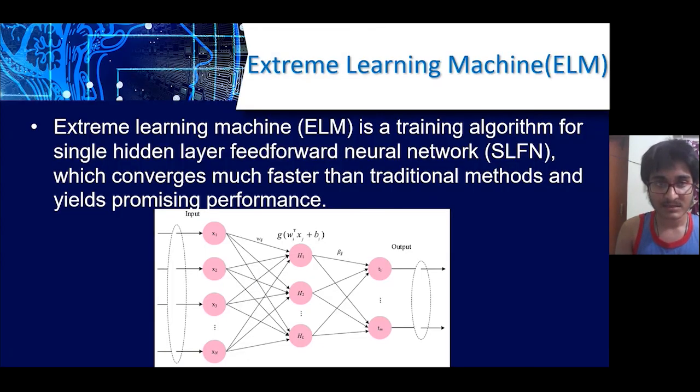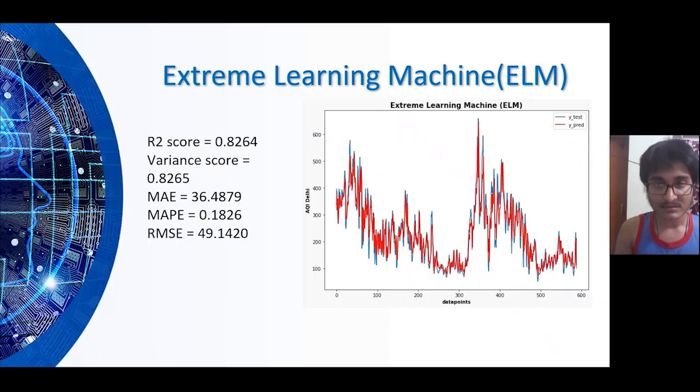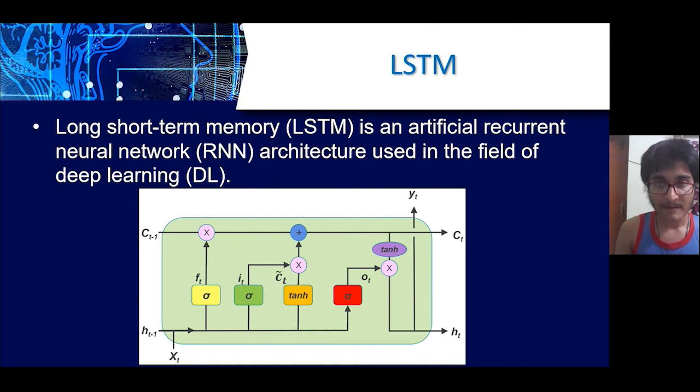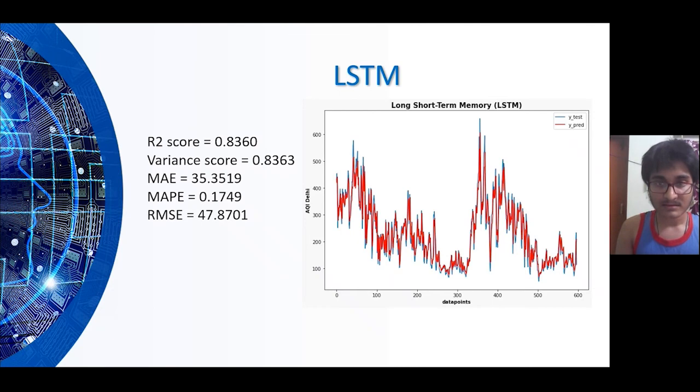Extreme Learning Machine. ELM is a modified form of feed-forward neural network which consists of one dense layer and performs training much faster and with higher accuracy. And these are its results. Long short-term memory or LSTM. It is an advanced form of recurrent neural network model that is used in the field of deep learning. It has a feedback connection that helps it to retain information till the end of training. These are the results for LSTM.